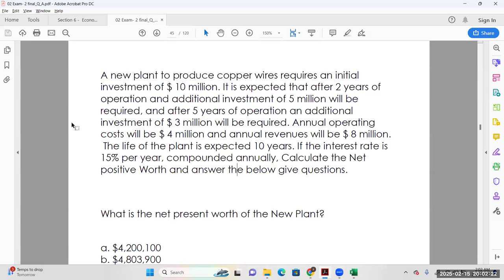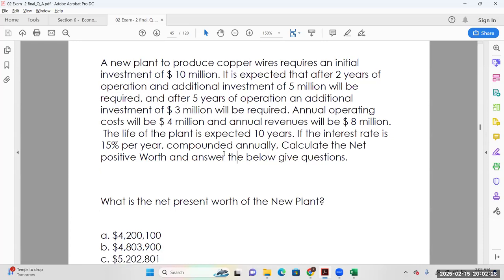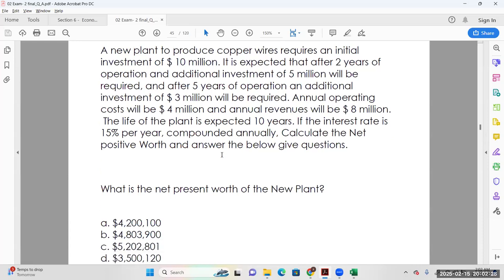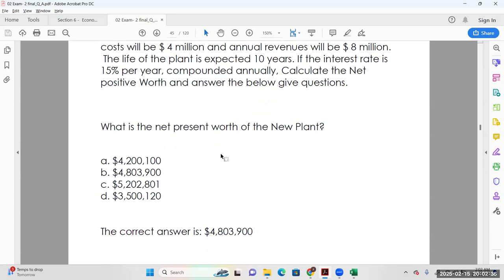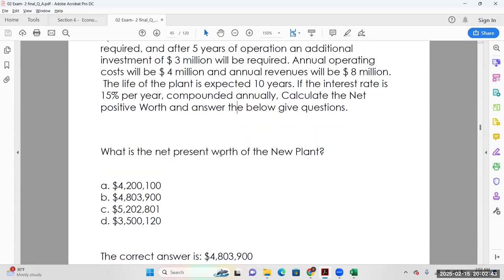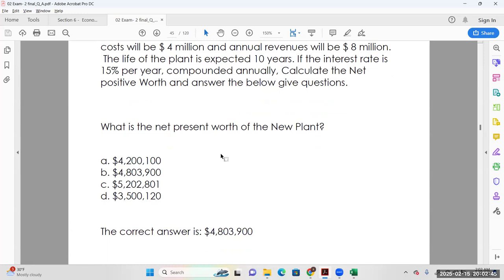I got 6,200 thousand. How much? 6,210. No, it's 6 million. Yes, sorry. There are some mistakes in the calculations. Around 5.2 you need to get.